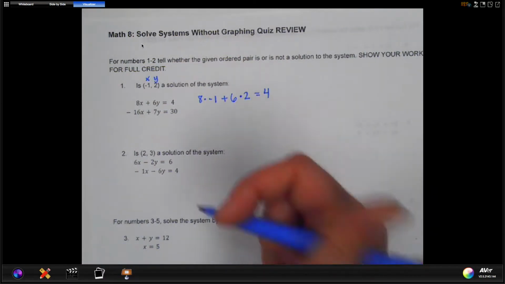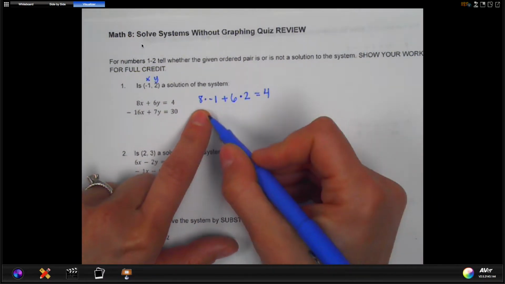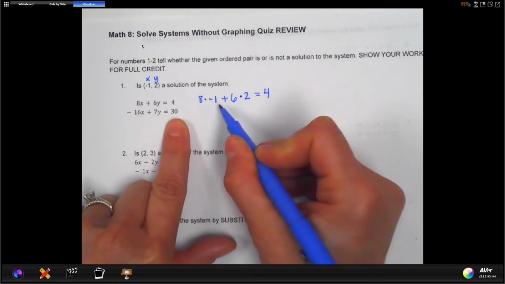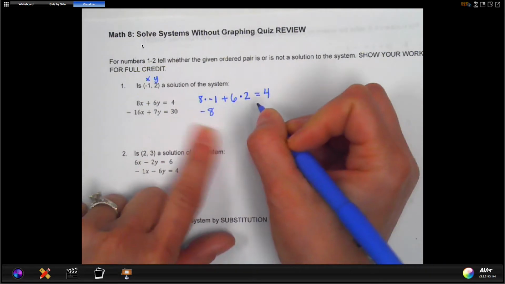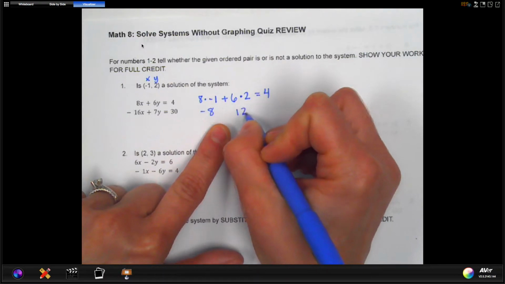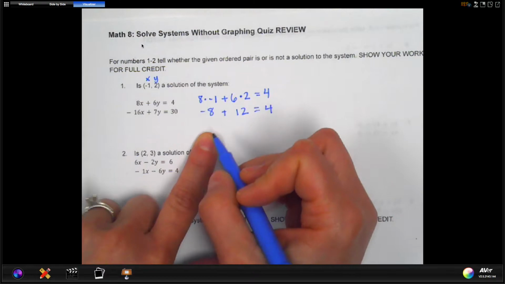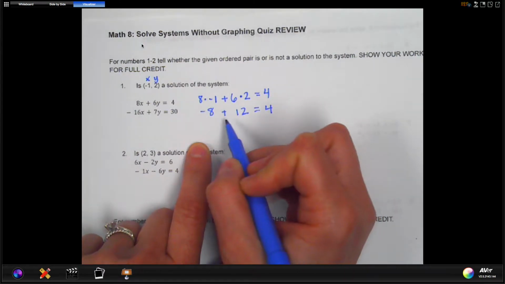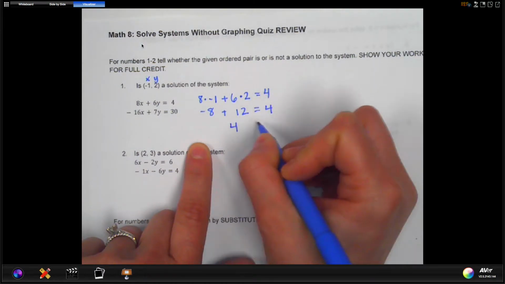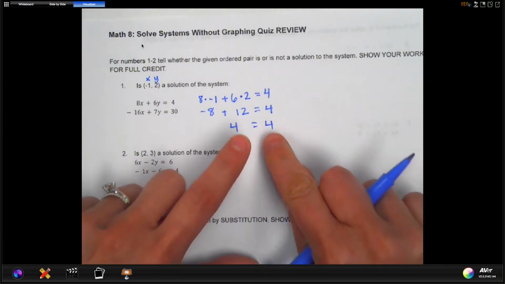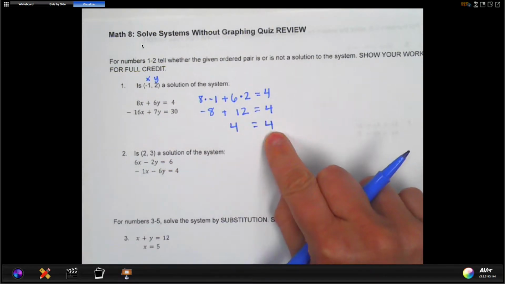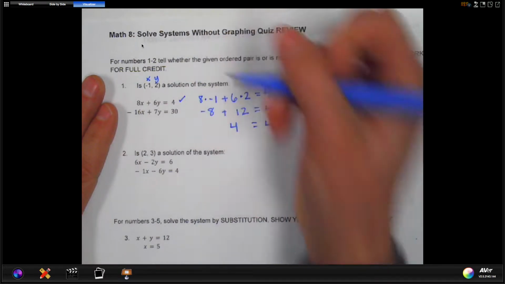If you remember order of operations, we have to do our multiplication first. So 8 times -1 is -8, and 6 times 2 is 12. Bring down our plus sign and equal 4. Now we can add -8 plus 12 is 4, and so we get the same thing on both sides. So it works. It's a yes for the first one.